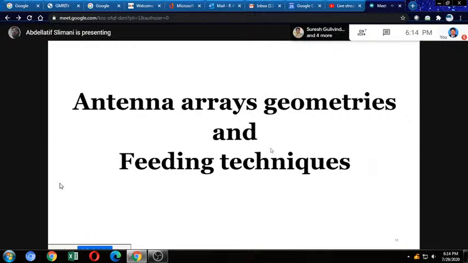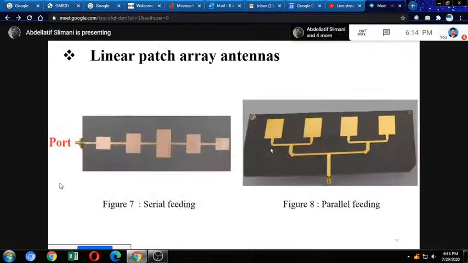So I will talk about antenna array geometries and feeding techniques. The first case is linear patch array antennas. Here in figure 7, we have serial feeding on a linear patch array antenna, where a single feed line is used to power all antenna elements. But in figure 8, we have parallel feeding. We have one excitation port and many feed lines used to power all antenna elements. So this is the difference between these two cases.